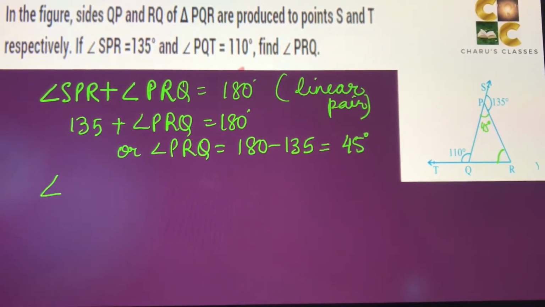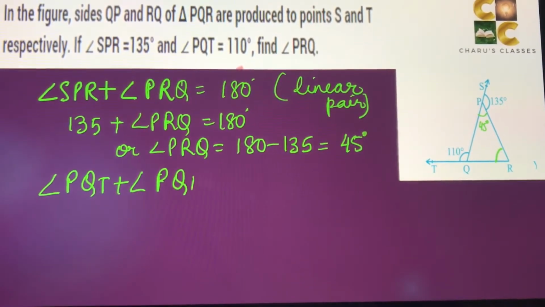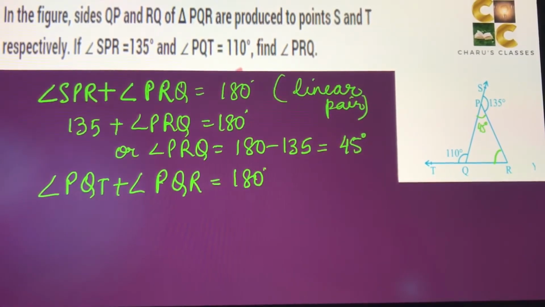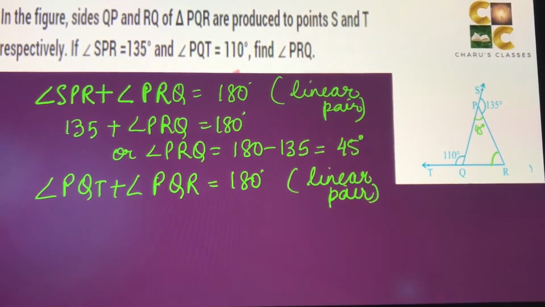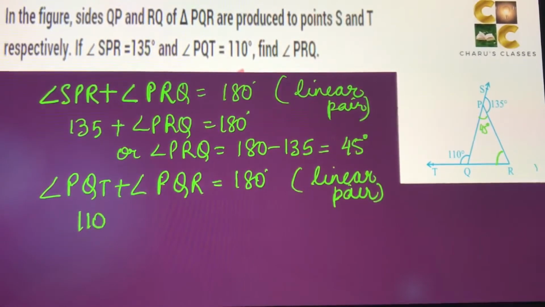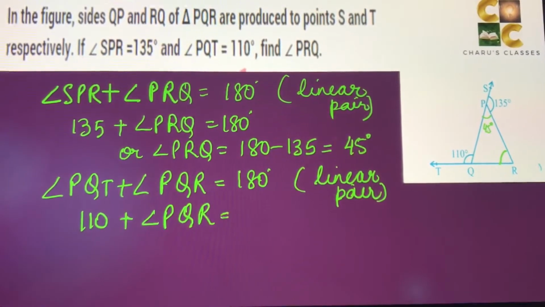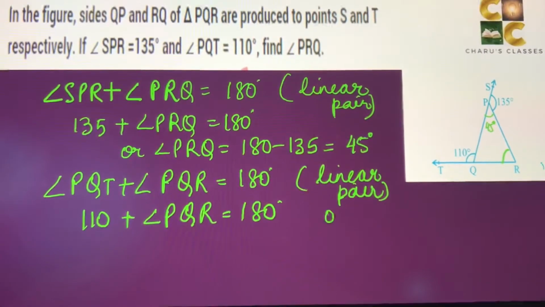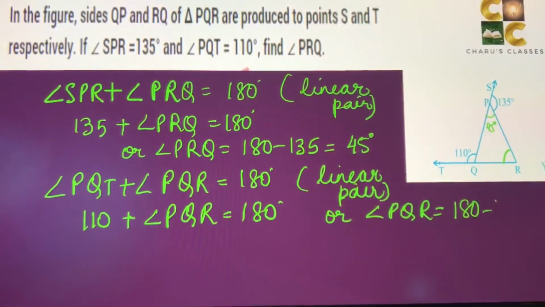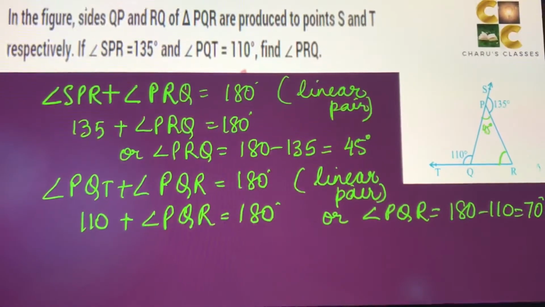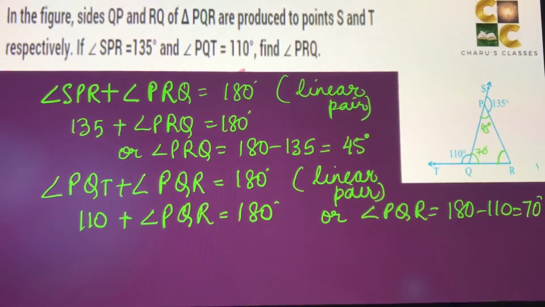Similarly, we'll take the other linear pair. We'll take angle PQT plus angle PQR. That sum also should be 180 degrees, again being a linear pair. So angle PQT, which is 110 degrees, plus angle PQR, which we can find out using it, is equal to 180 degrees. Or angle PQR is equal to 180 minus 110, which is 70 degrees. So this gives this angle as 70 degrees.